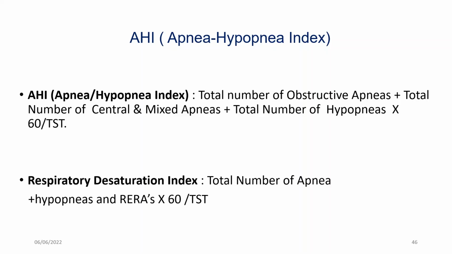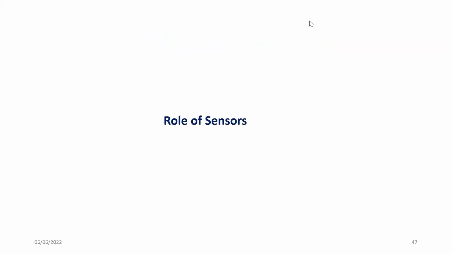Sometimes you will find the patient has an AHI in the mild range, but as you add RERAs, the patient can have a moderate RDI. He had a mild AHI, but while adding RERAs, it can be that he has a moderate RDI. So RDI is important. Now the last point which I can show is the role of each sensor in polysomnography.